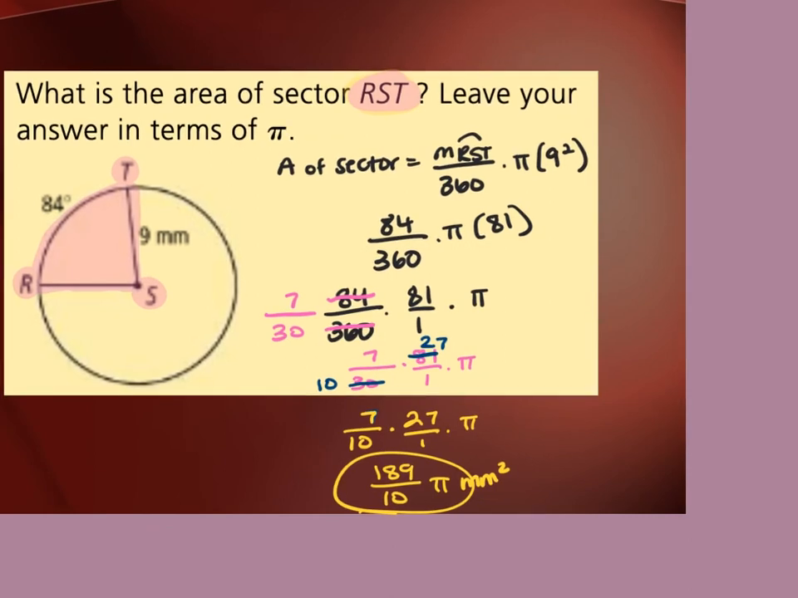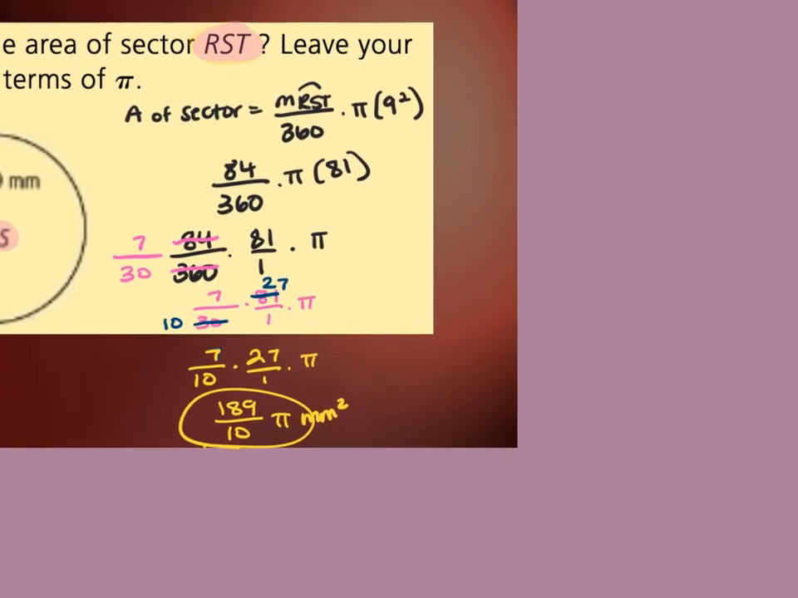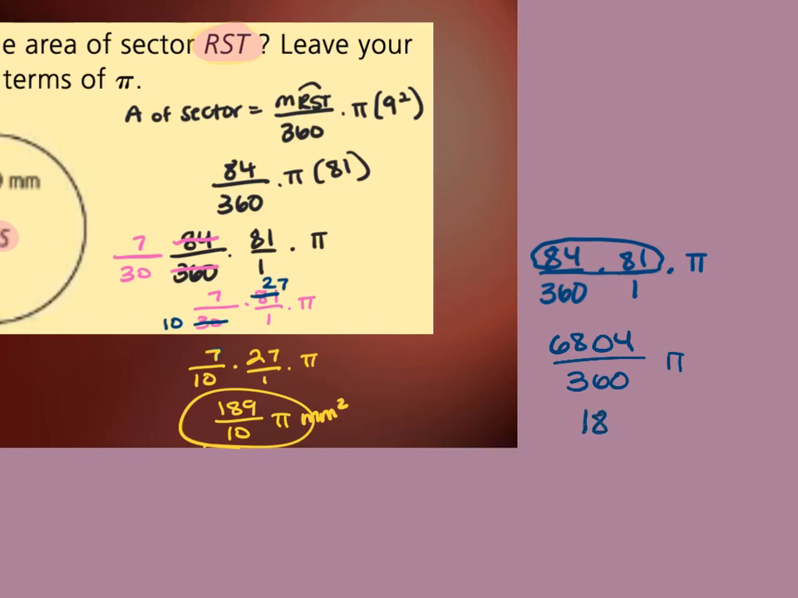The other way, and again, probably easier because 84 doesn't go directly into 360, you can also do 84 over 360 times 81 over 1 times pi, and multiply out these two numbers and put them over 360. So 84 times 81, 6,804 over 360 pi, and 6,804 divided by 360, 18.9 pi, which is the same thing you would get if you divided this by 10, millimeters squared.